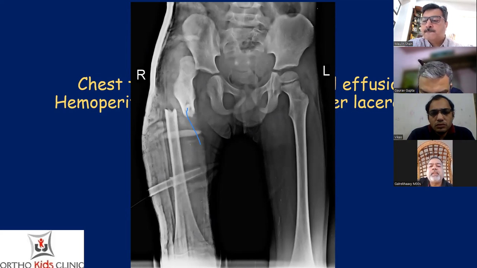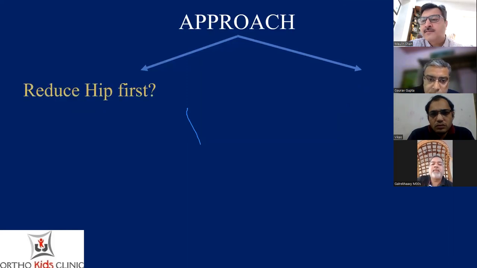So I think this dislocation is tricky. I'm just wondering about this dilemma we also had, whether to do the hip first or the shaft first. Reduce the hip first or the femur first. Can we reduce the hip? Meet, take us through the dilemma and then we'll inquire with all.